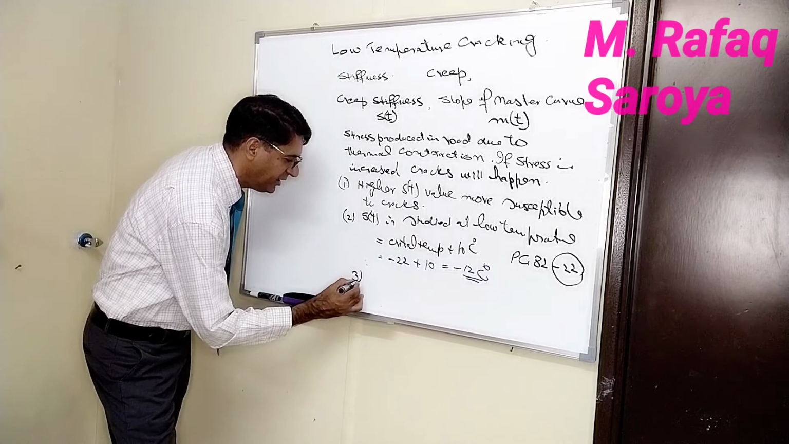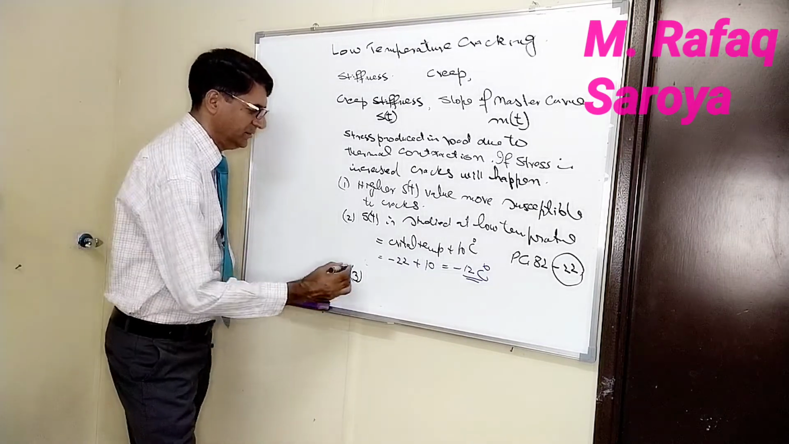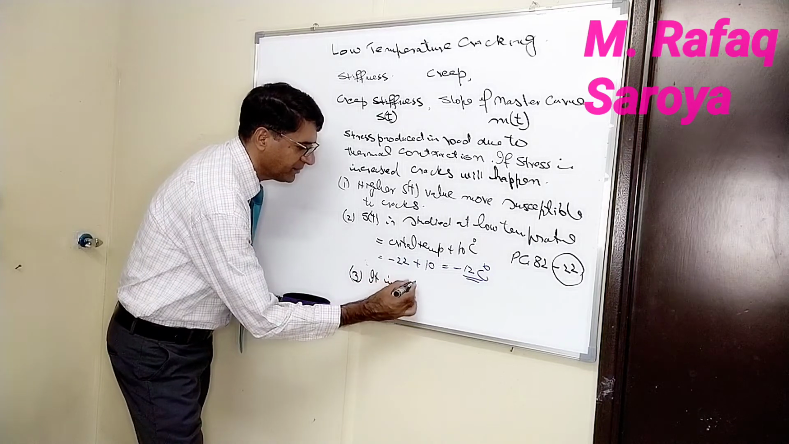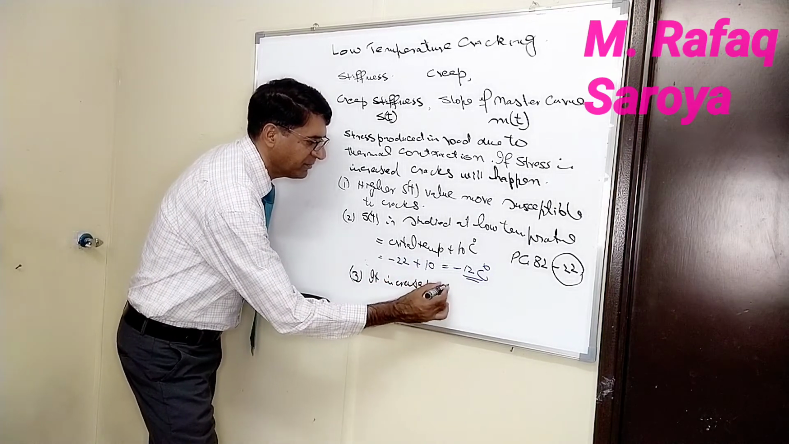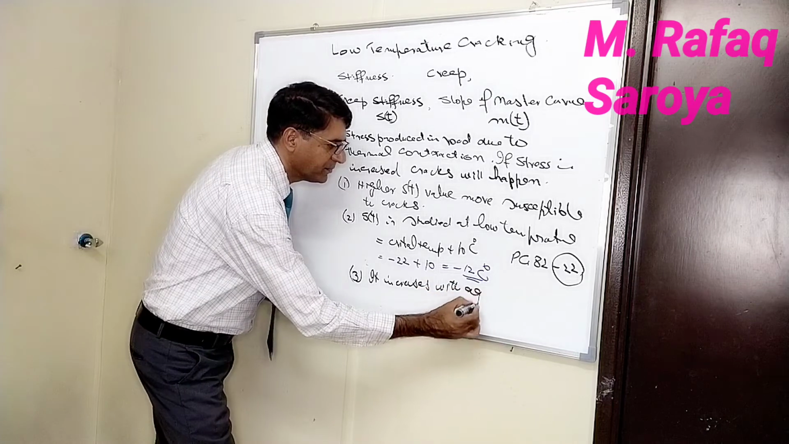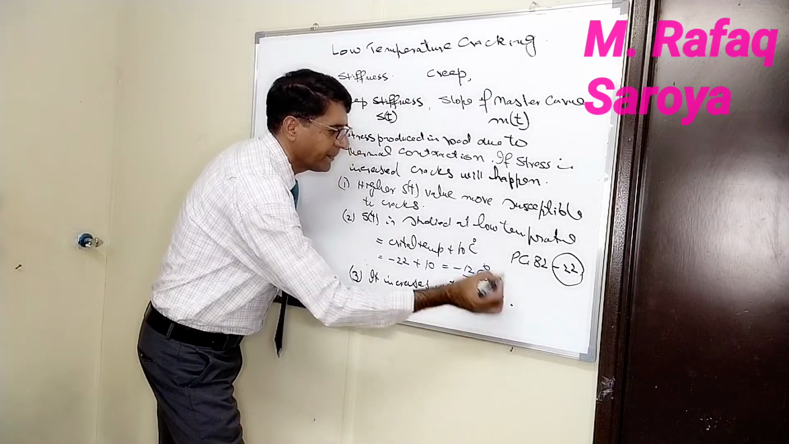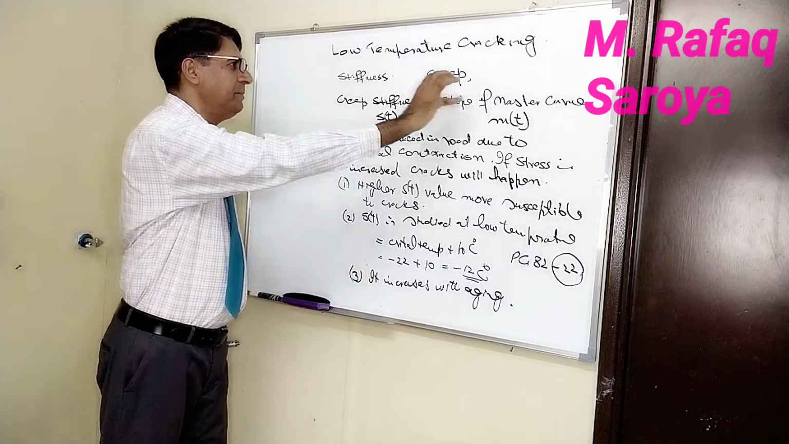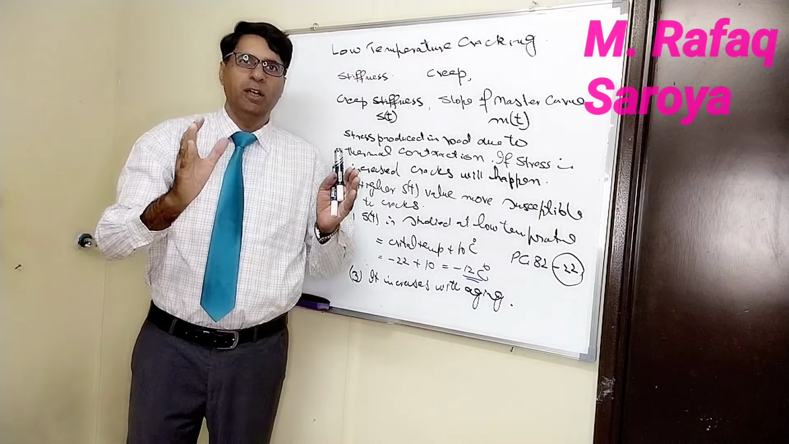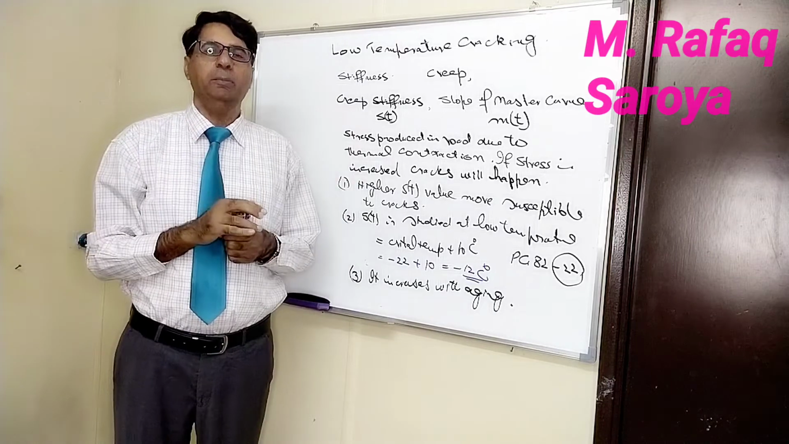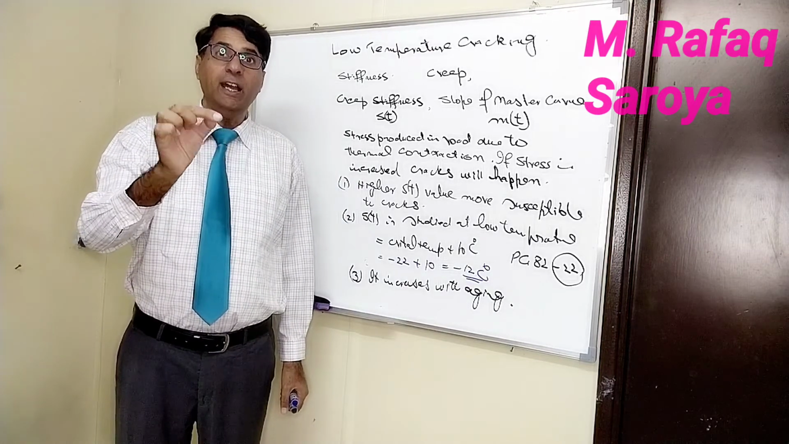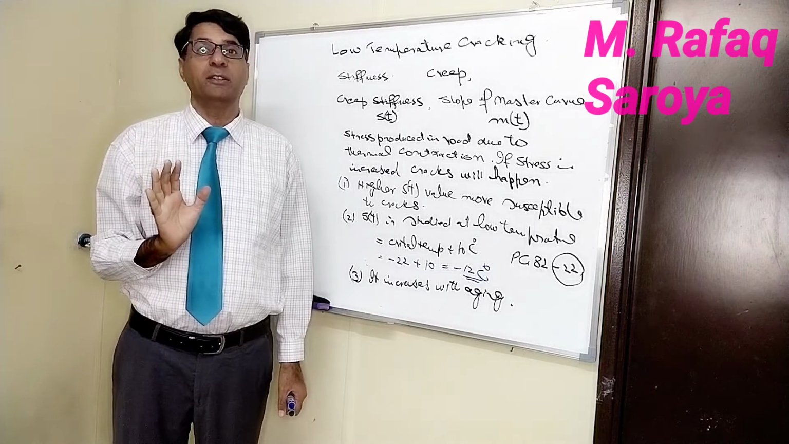Third point, this stiffness increases with aging. So this creep stiffness and the slope of the master curve are the two component elements used to study the flexibility of the asphalt binder at low temperature.